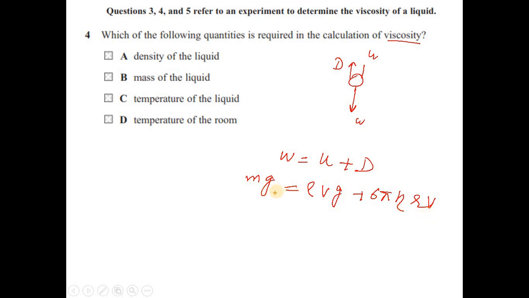So if you see, what do we need to find the viscosity? We need the radius of the sphere, velocity, and we need the volume or size of the sphere, mass of the sphere, and rho. This rho is the density of the liquid. So we don't need mass of the liquid, because in this equation we have mass here, but this mass is the mass of the sphere, not the mass of the liquid. So we don't need mass of the liquid, we don't need temperature. What we need is the density of the liquid. So your option is A. Here is the density.